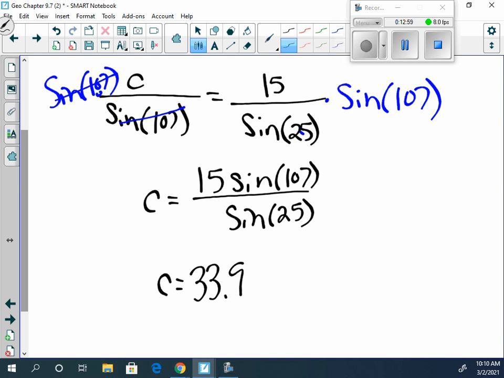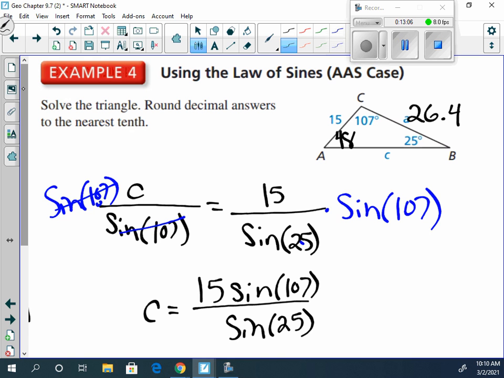Now, one way that we can know that we got the right ones: 33.9. What is the biggest angle in this triangle? The biggest side is always opposite the biggest angle. 33.9 is the biggest side. It is opposite the biggest angle, so we know we got this right. That's all we have to do with this. Questions on this?